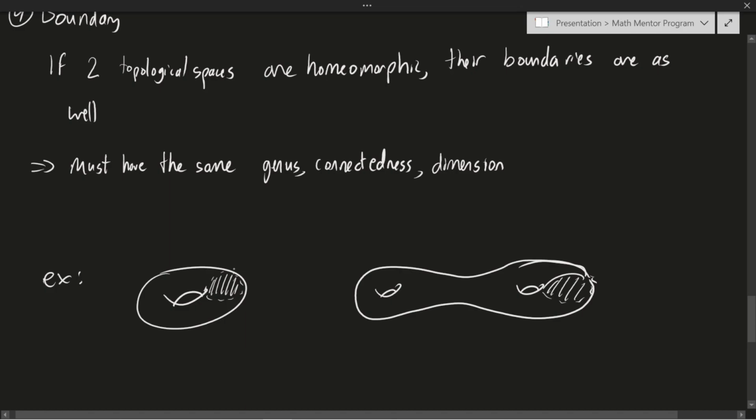This immediately tells us that things like the solid torus and the solid genus G surface, and by solid, I really mean that it's been filled in. This is just bad terminology here. But these 2 cannot possibly be homeomorphic because their boundaries are respectively the torus and the surface of genus G, right? In here, I've drawn the 2.